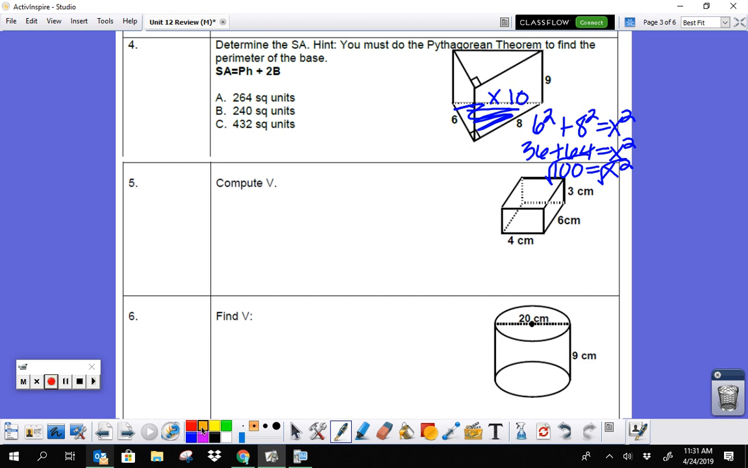So now if I want to get the perimeter of that base, that's 6 plus 8 plus 10, that's 24. H, the height of this prism is 9, plus 2 times, now we need to get the area of the base. Okay, well the base is a triangle, and the area of a triangle formula is base times height over 2. Okay, so the base is 8, the height is 6, so 8 times 6 over 2, 48 divided by 2 is 24. So that is what I'm going to plug in for the area of that triangle base. So if you do 24 times 9 plus 2 times 24, you get 264.